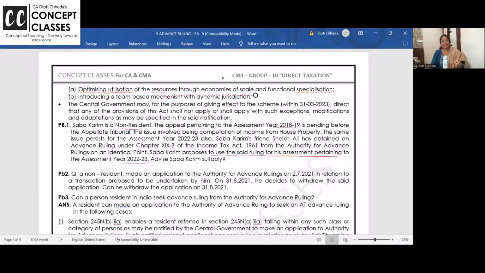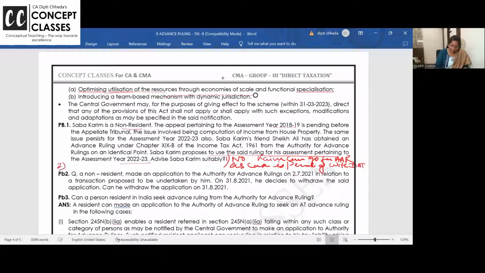So if your case is pending with ITAT, you cannot go for AR, no? And secondly, just because your friend has applied, you cannot. So advise Sabha Karim, no. Karim cannot go for AR as the case is pending. Write down. As the case is pending with ITAT. This is the first point.